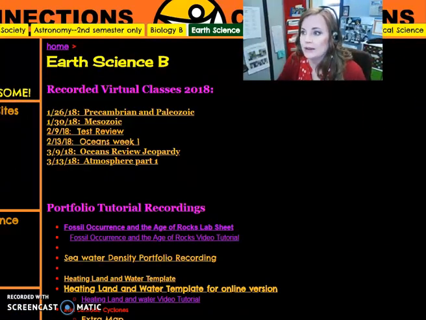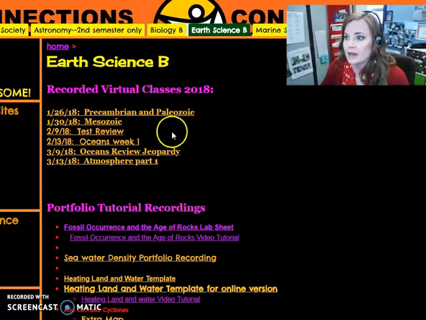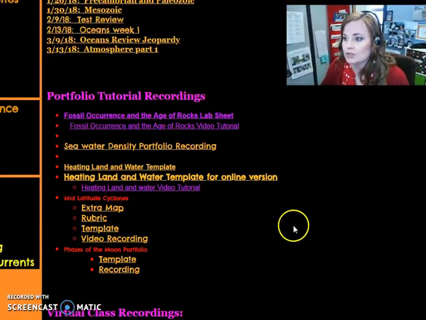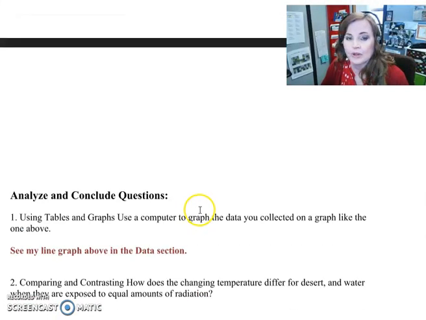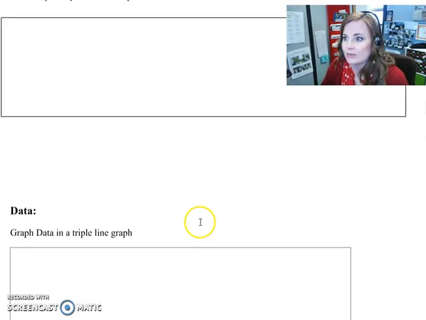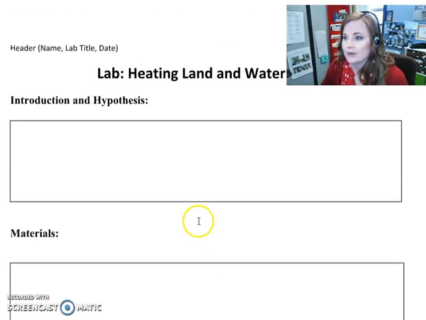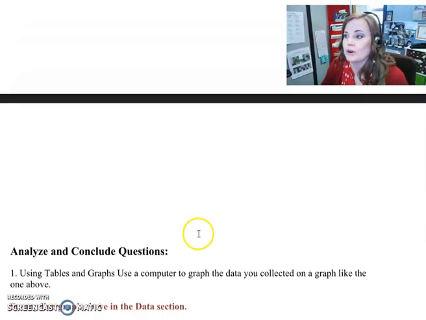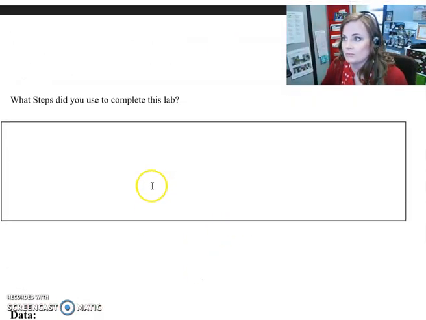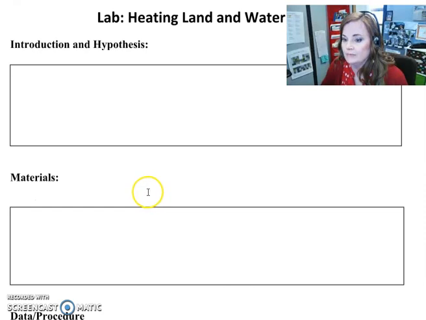Okay, first of all, here we are on my website, and I wanted to make sure you saw this. There's a Heating, Land, and Water template for the online version, and I'm going to open that up, and that's for your online portfolio. So you can download this as a Word document. Okay, and that's where you'll put your information for this particular portfolio.